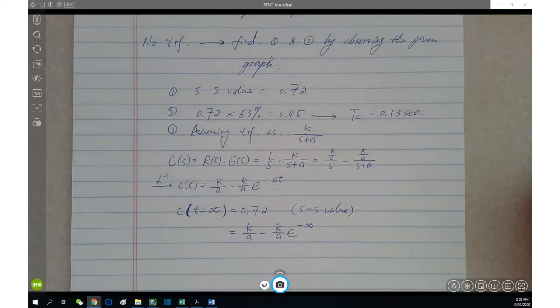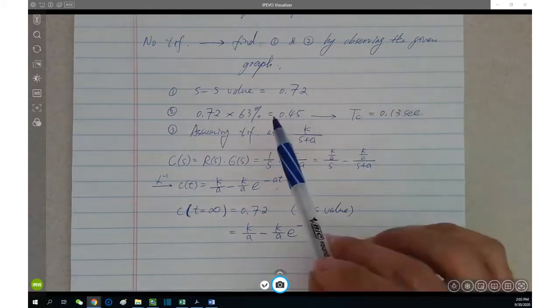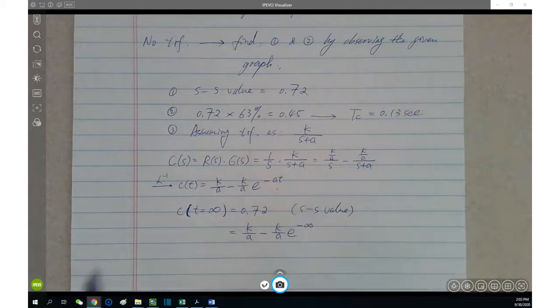How many? 2. Exactly. One equation, 2 unknowns. Can do nothing. But it's fine. We have a second here, 0.45 here. We have 0.45 here. So what do you do?